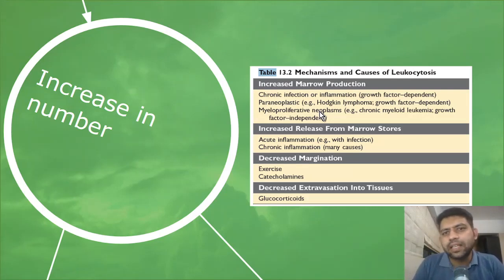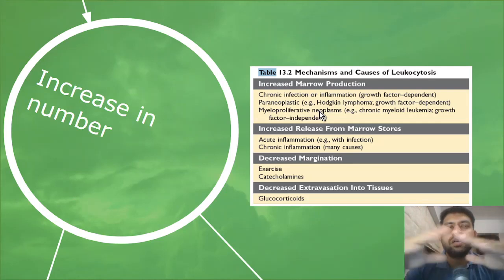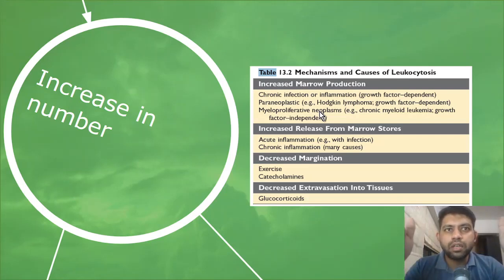What exactly is decreased margination? When the WBCs are flowing through blood vessels, most of the neutrophils flow through the periphery of the blood vessel, and most of these RBCs go through the middle.